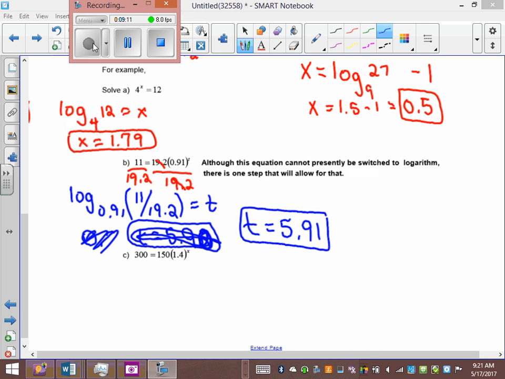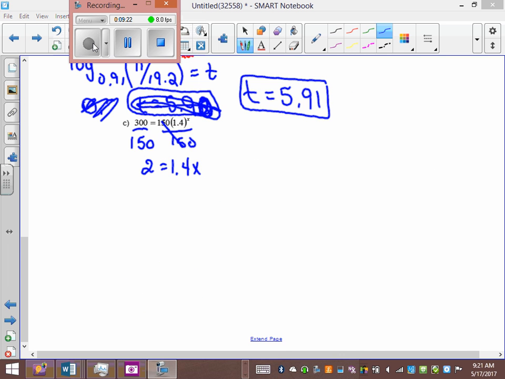Okay. Divide by 150. And this one's nice. You get 2 equals 1.4 to the x. Anyways, log base 1.4 of 2 equals x. Divide those bad boys out. If we didn't have the base, we'd go like this. And x equals what? 2.06. So 2.1.